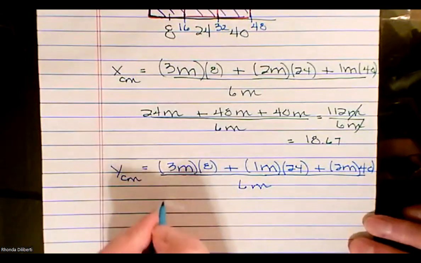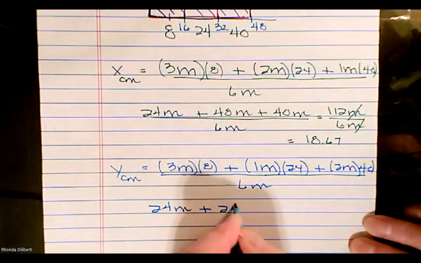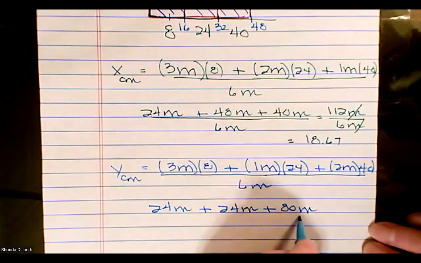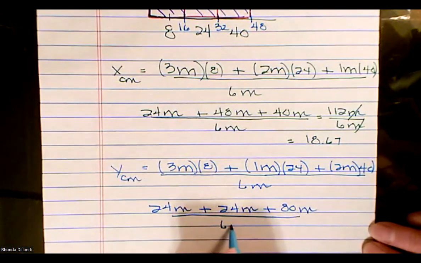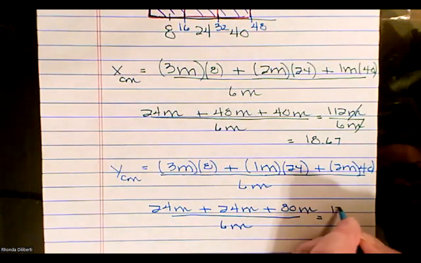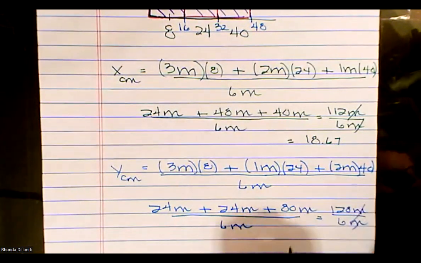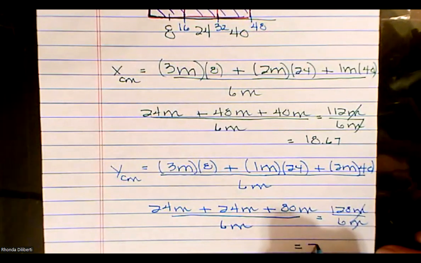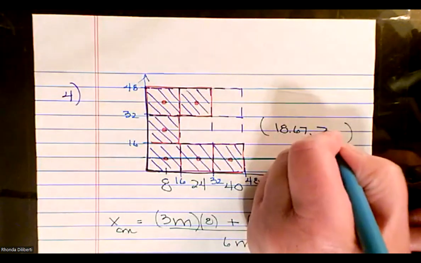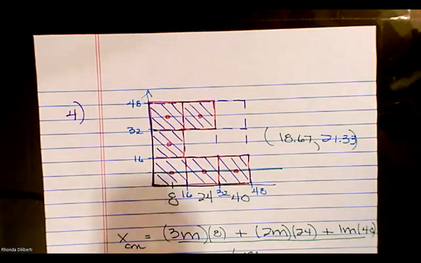All right, so this time I get 24M plus 24M plus 80M, all over 6M. And again, those M's are going to cancel. So 128M over 6M, cancel, cancel. And I get 21.33.